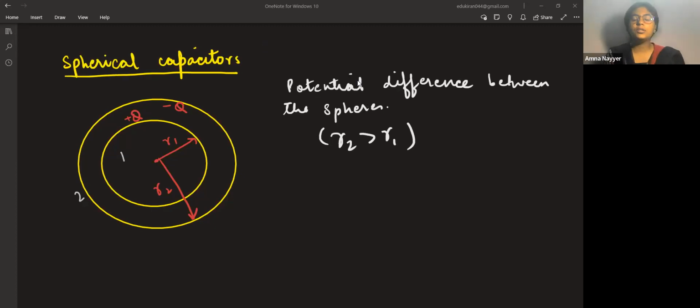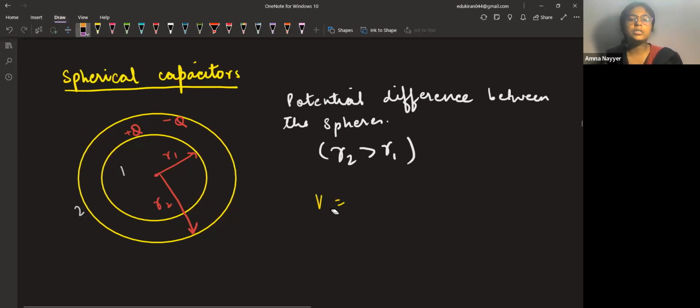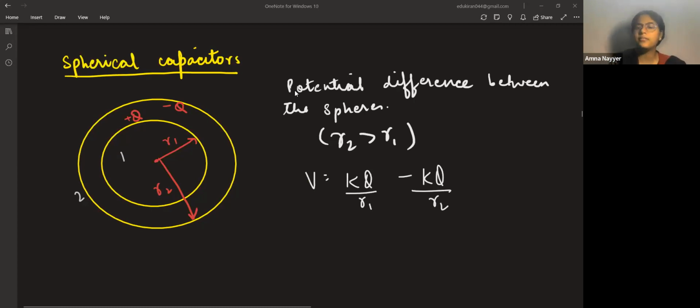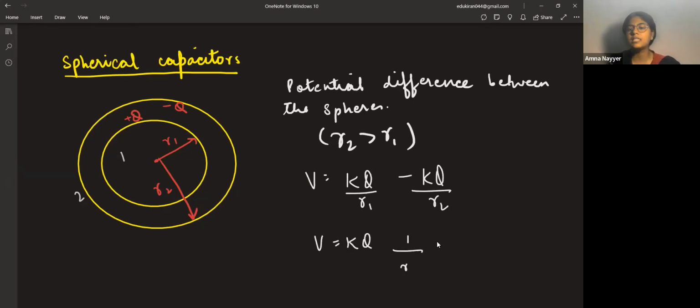Okay. So when I'm talking about potential here, potential due to, see, both the spheres are present, right? So when I'm talking about their potentials, net potential, that is going to be KQ by R1 minus KQ by R2. Why minus KQ? Because the second charge is negative. This is a negative charge, right? So KQ by R1, this is minus KQ by R2. So one thing we can take common is KQ. So this is left 1 by R1 minus 1 by R2.